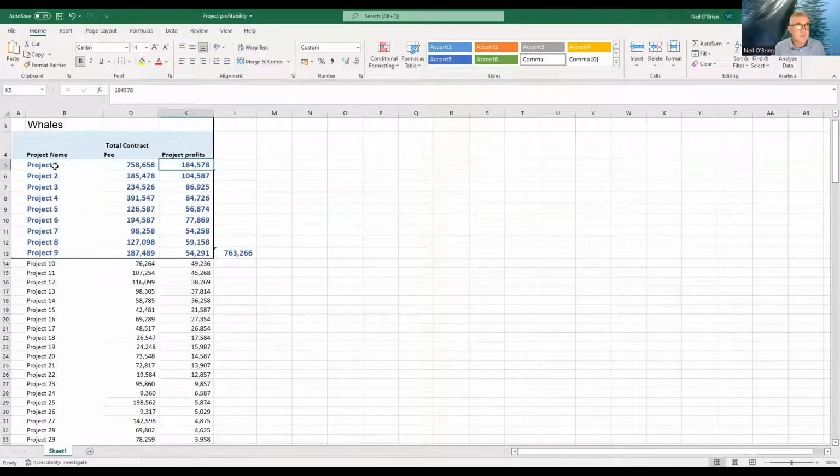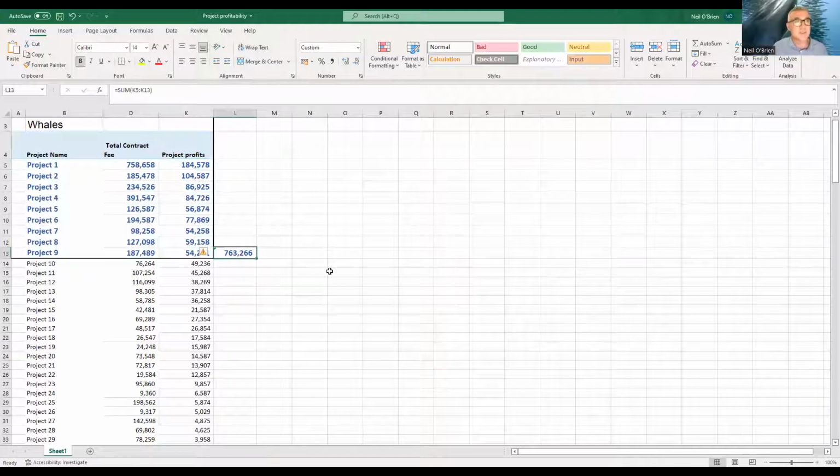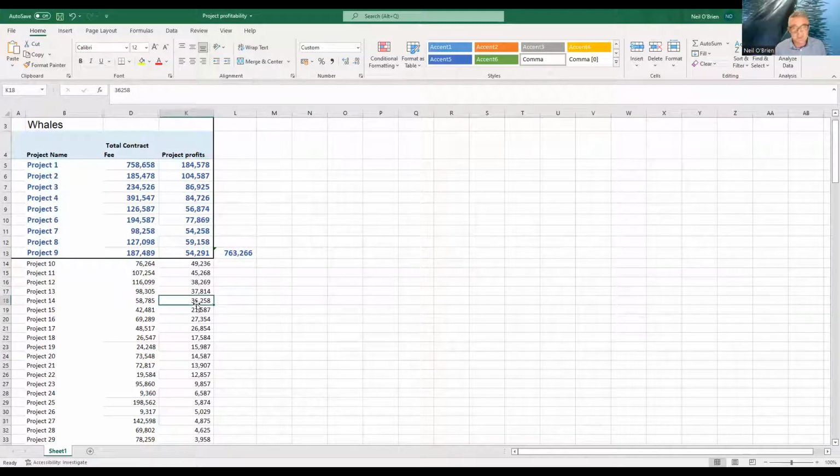So the most profitable job, project one, sales of 758,000, a profit of 184,000. Happy days, very profitable. I sorted these in descending order, all the jobs by profitability. So the top nine jobs gave them 763,000 in profits, which is great. All these jobs down here are profitable. You can see the profit level is descending quickly.